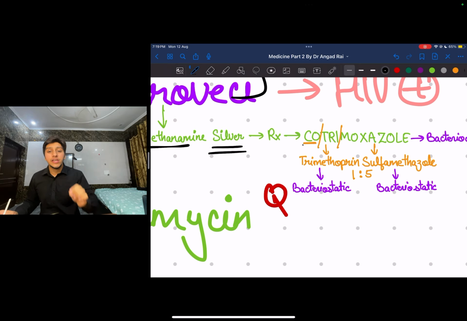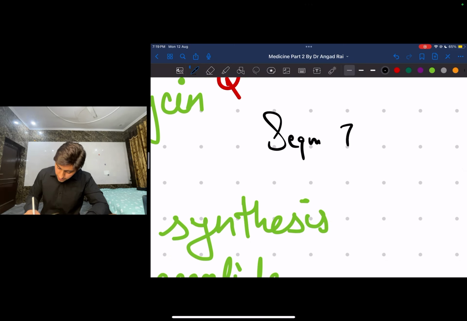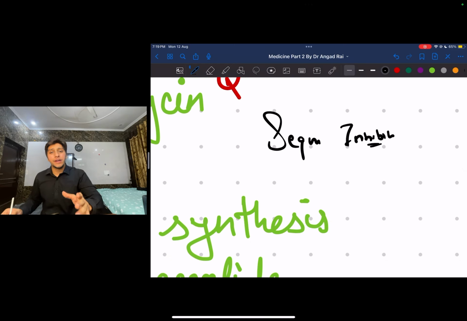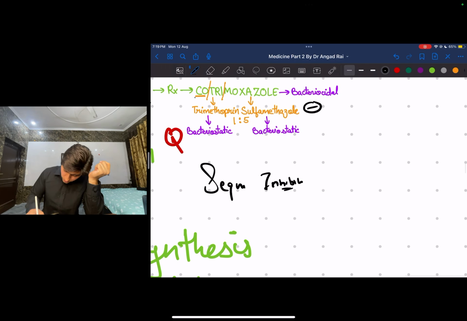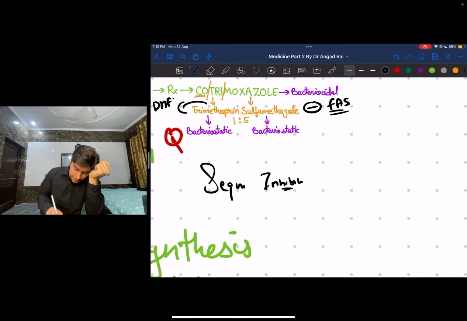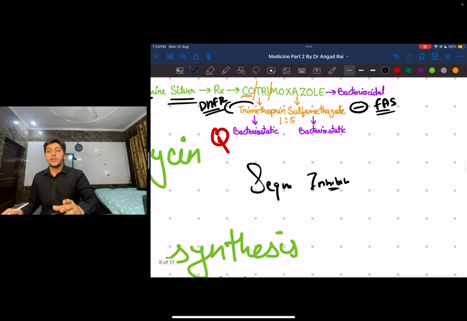This will have sequential inhibition. What do you mean by sequential? They basically inhibit the folic acid pathway at two steps. Remember, sulfamethoxazole inhibits folic acid synthase, whereas trimethoprim inhibits dihydrofolate reductase. The ratio is very important, guys. In co-trimoxazole, the ratio of trimethoprim to sulfamethoxazole is 1:5.